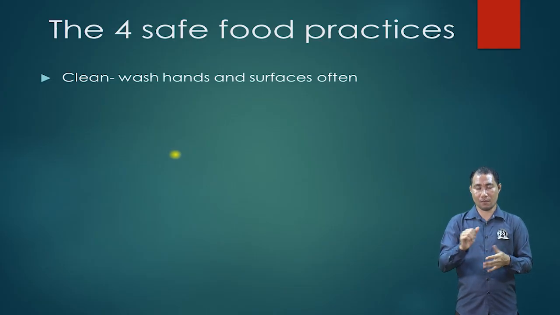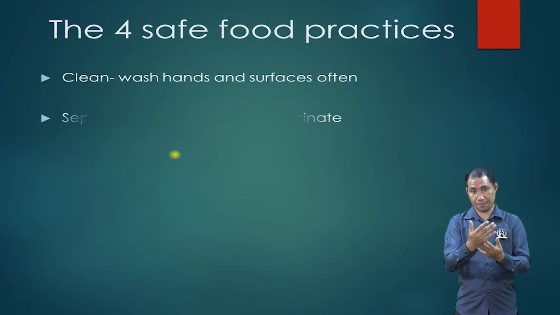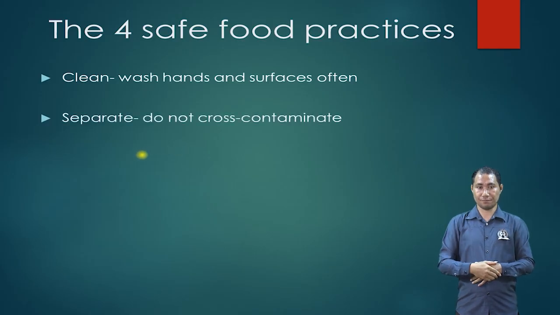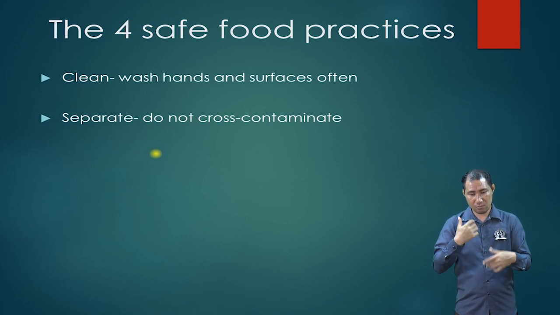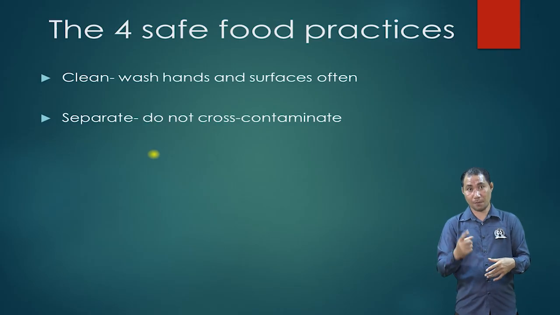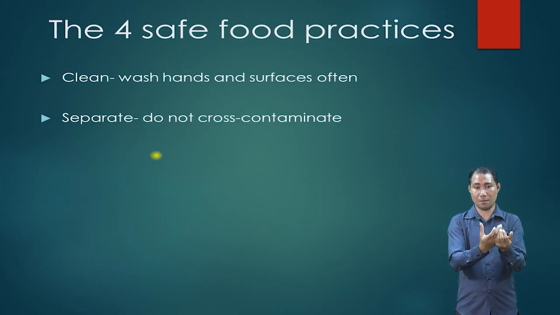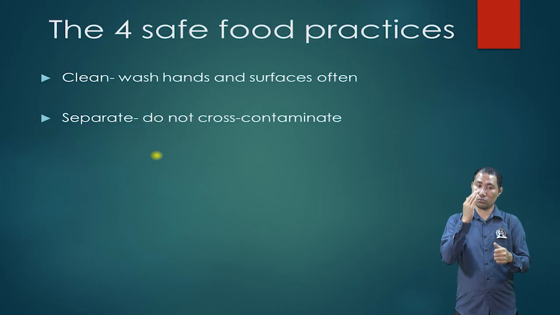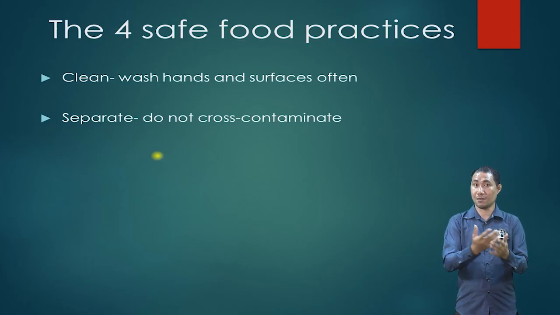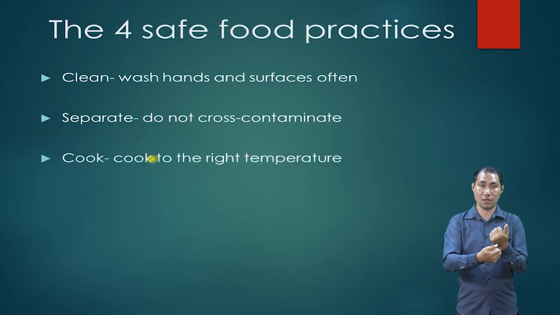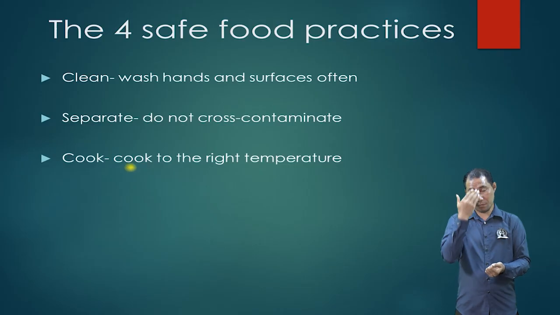Wash your hands, utensils, and surfaces often, as we all know that germs can spread and survive in many places. The second one is separate. Do not cross-contaminate. That means separate meat from vegetables, or separate every ingredient that you are going to prepare for cooking.